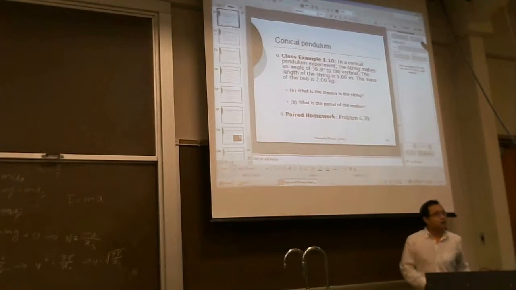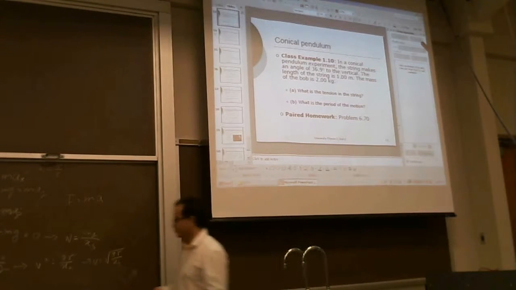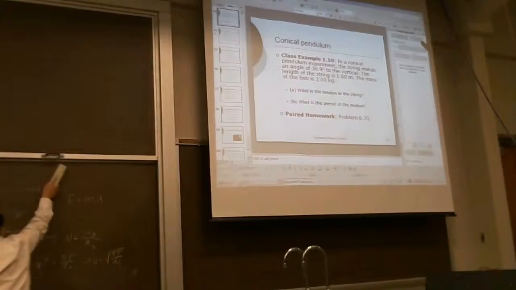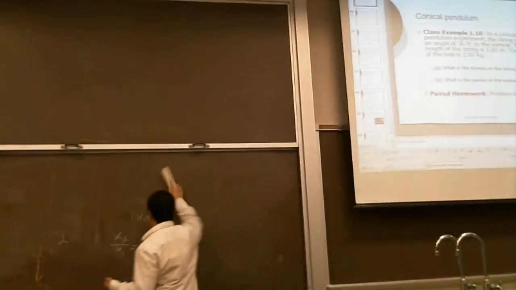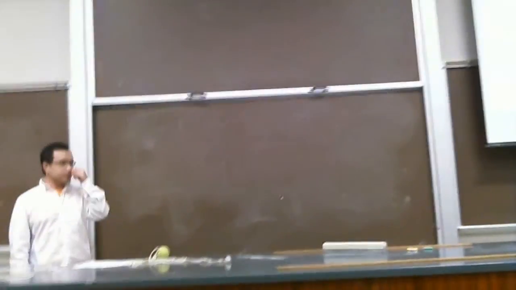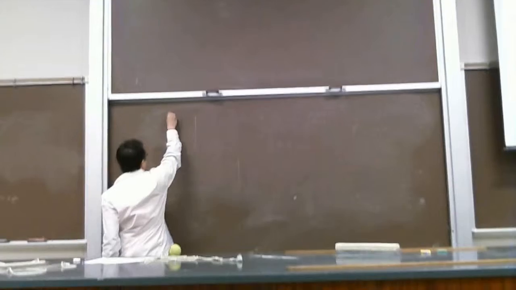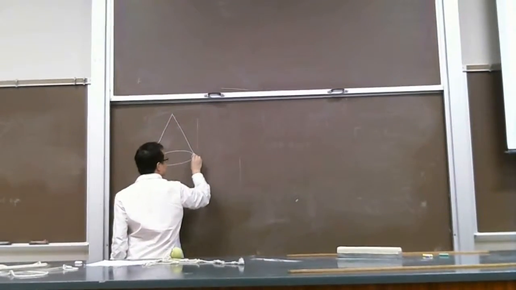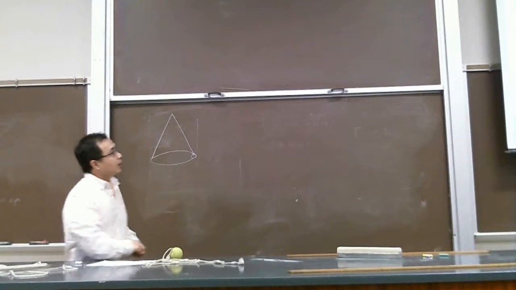So let's go back to this example. Let's try to get more with that. I guess I don't have to finish it, but let's get more. A conical pendulum is something like this.